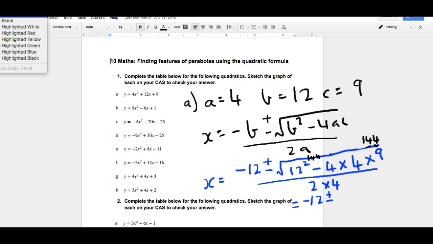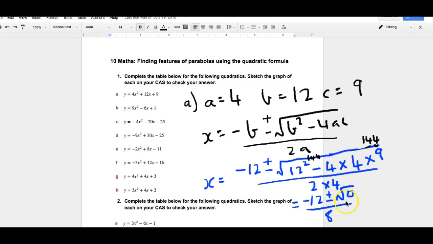So let's change this back to blue. 144 minus 144 is 0 over 2 times 4, which is 8. Now, if we've got 0 here, that means we're just left with negative 12 on 8. So we've only got one solution for this one. And then we do need to simplify this.